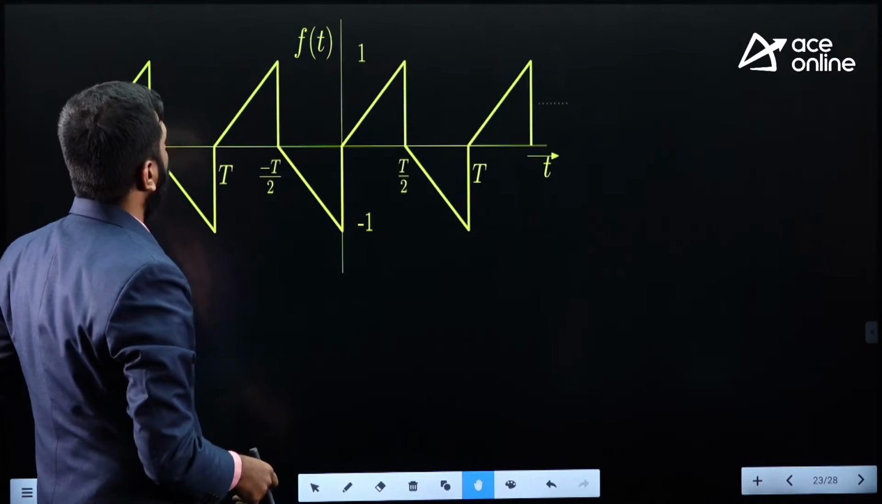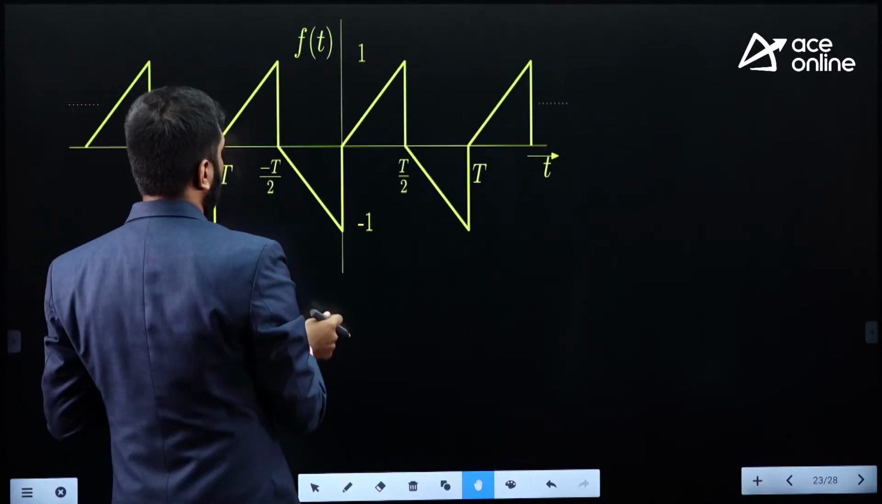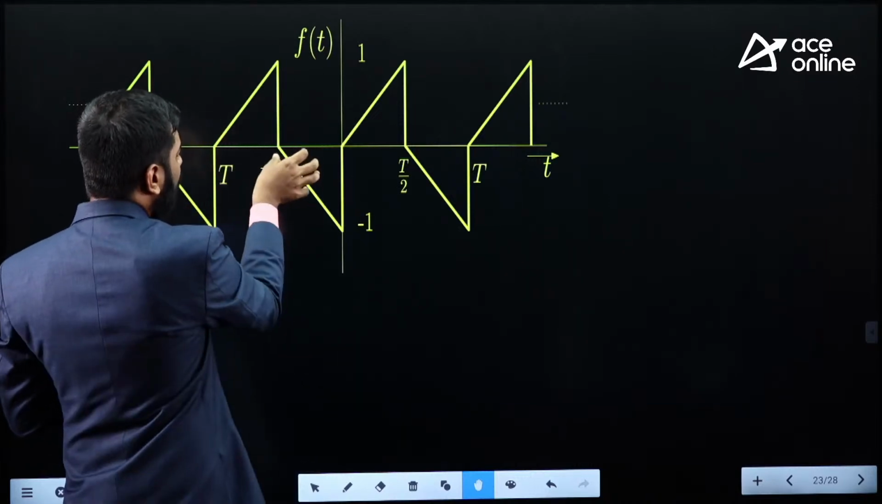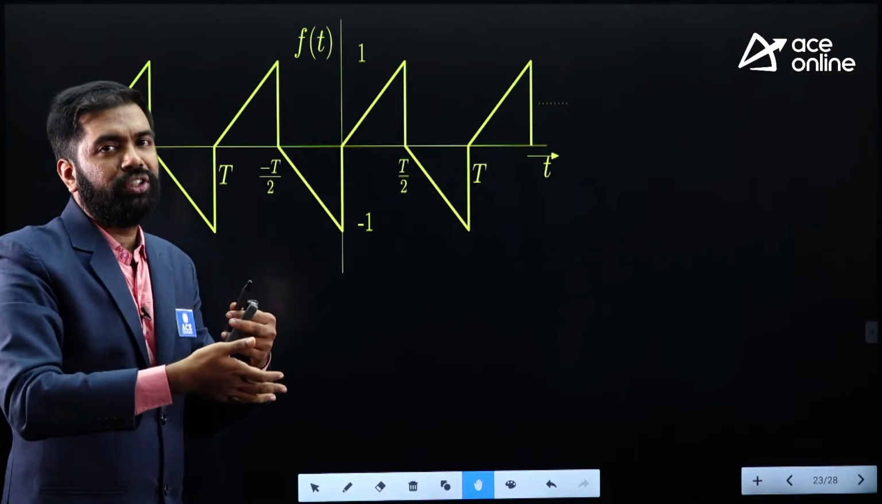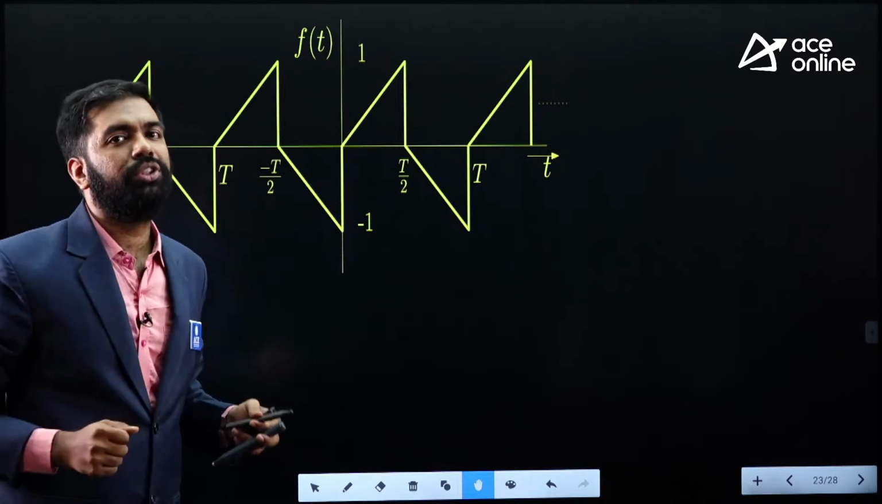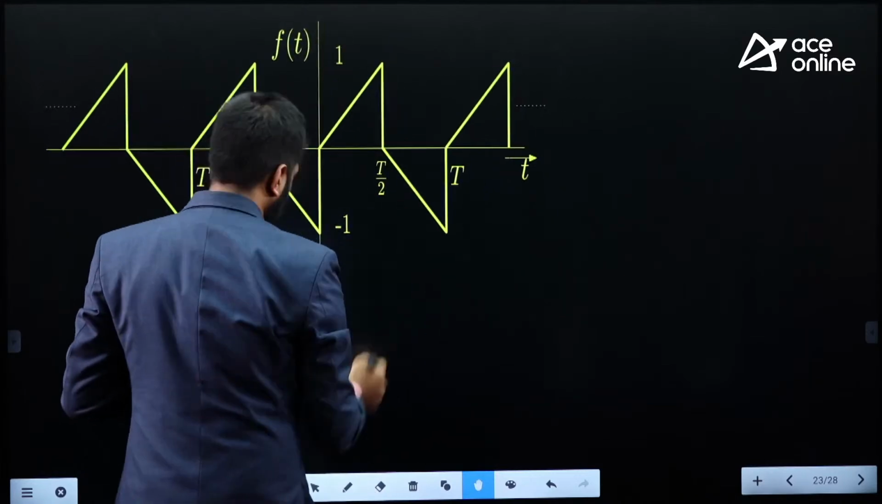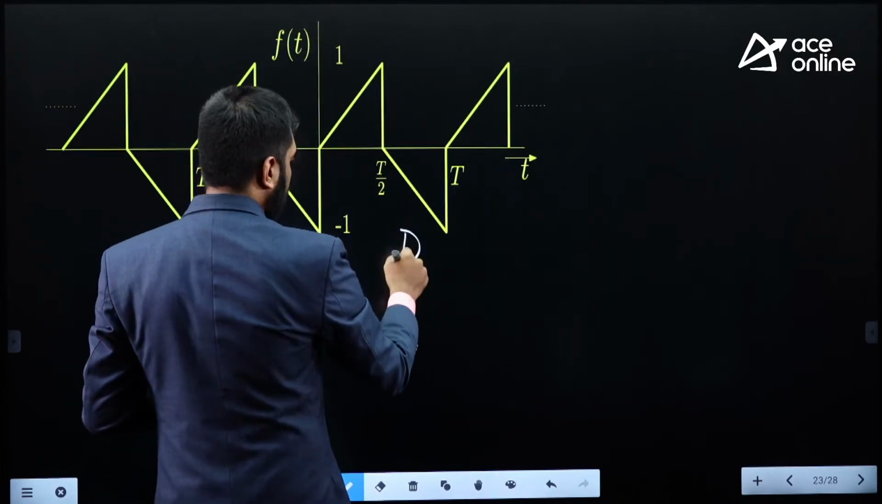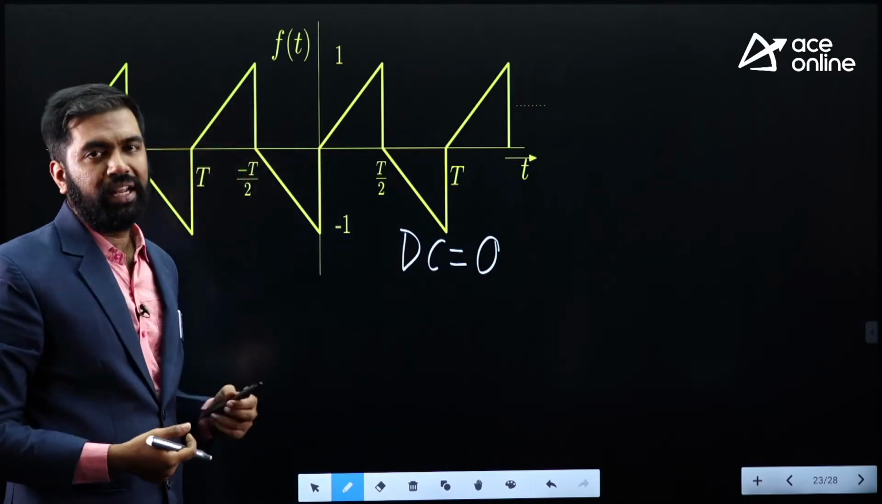First thing is I'll find the DC value. So what's the DC value here? I can see that when I try to integrate this and this, in the integration process they cancel out and the DC value is 0. So the DC value is 0. Most of the students go wrong in this particular example. So you can actually check your answers with this analysis.